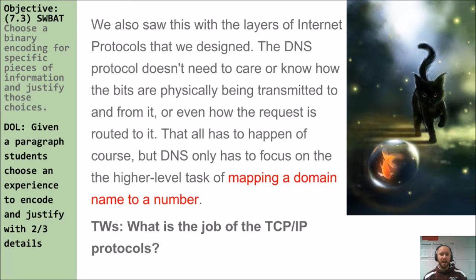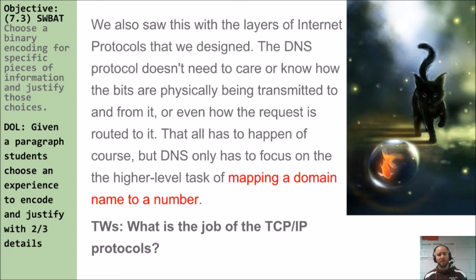That all has to happen, of course, but DNS only has to focus on the higher level task of mapping a domain to a number. So this level of abstraction is just specifically looking at taking a website's name and connecting it to an IP number. Think, write, share. What is the job of the TCP/IP protocols?